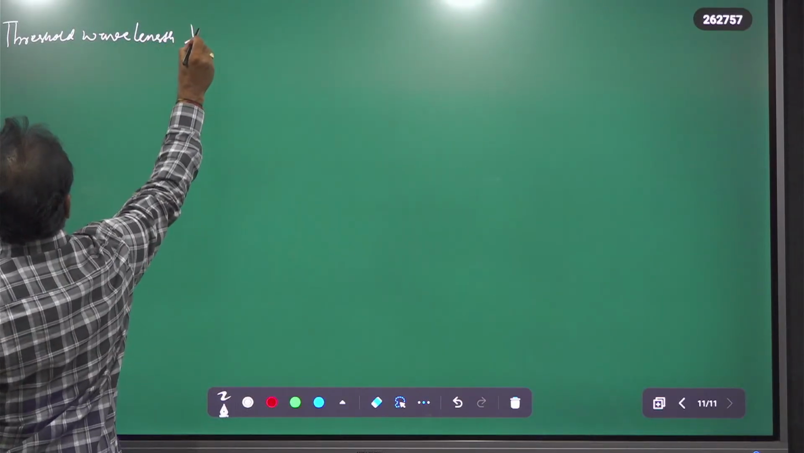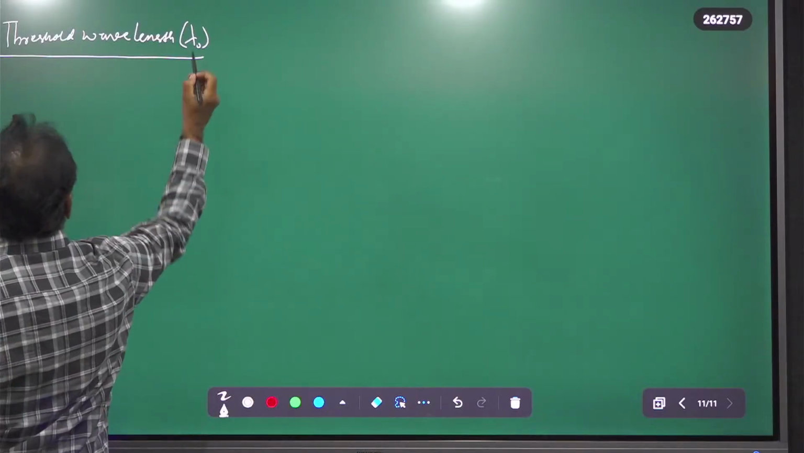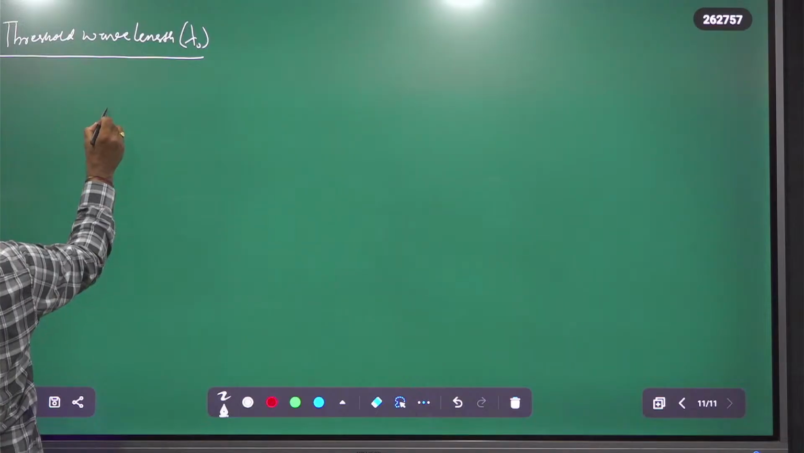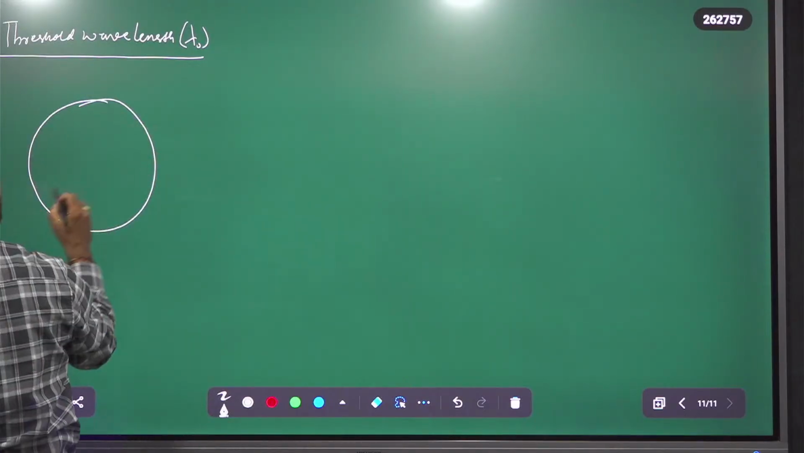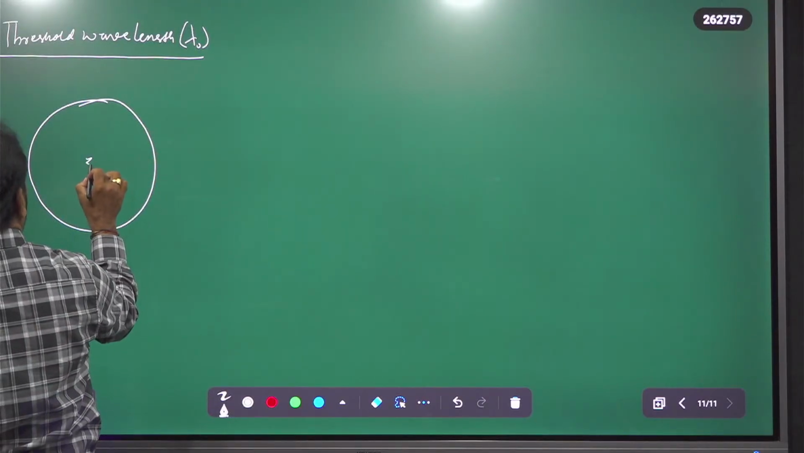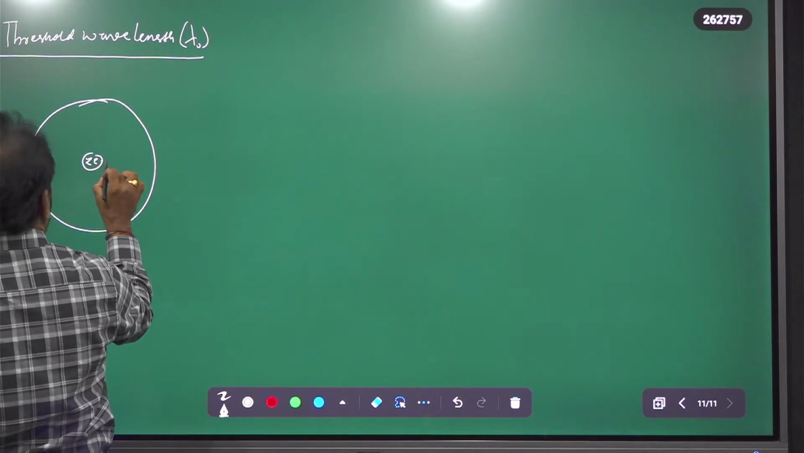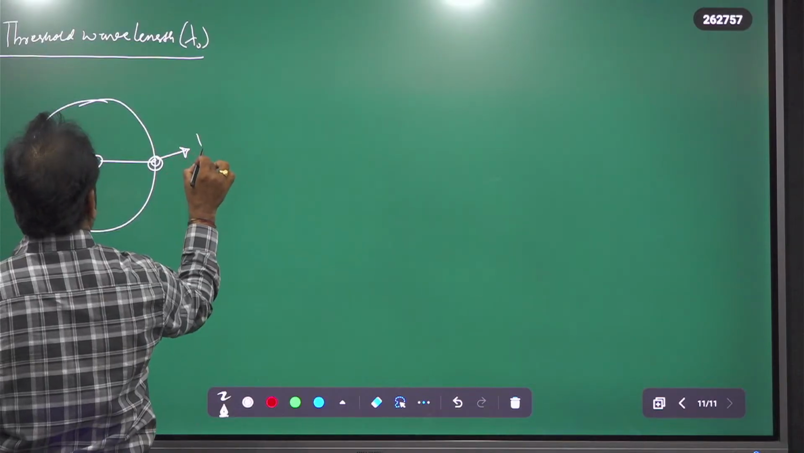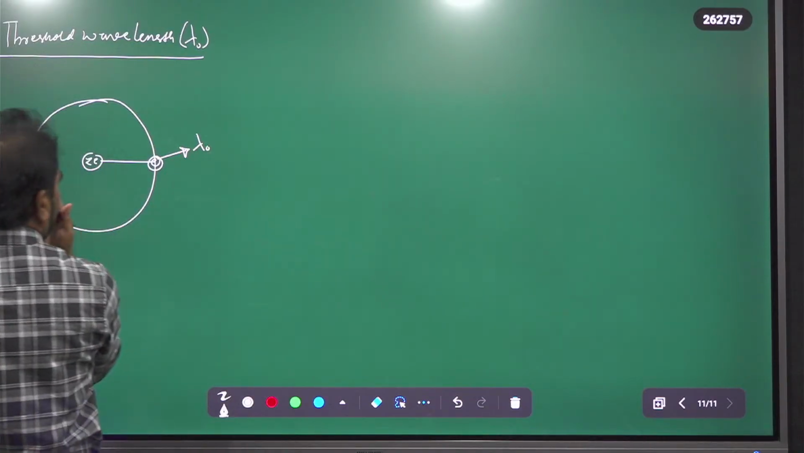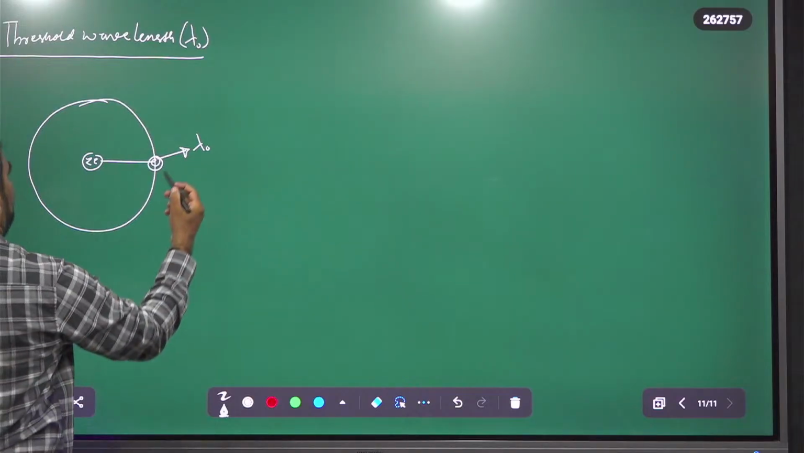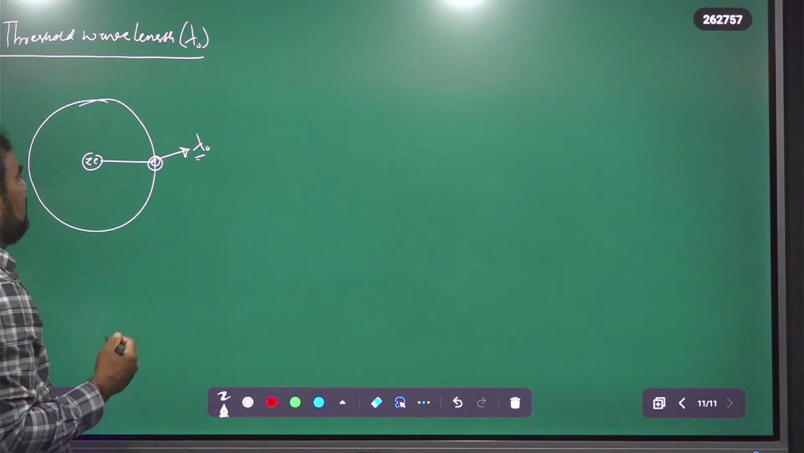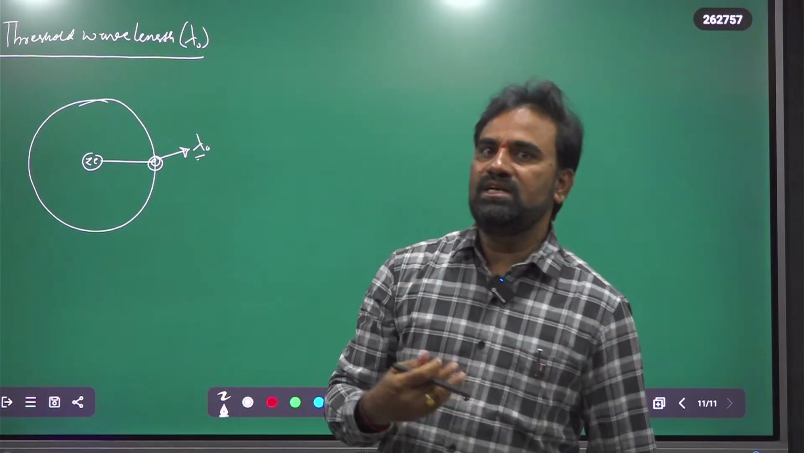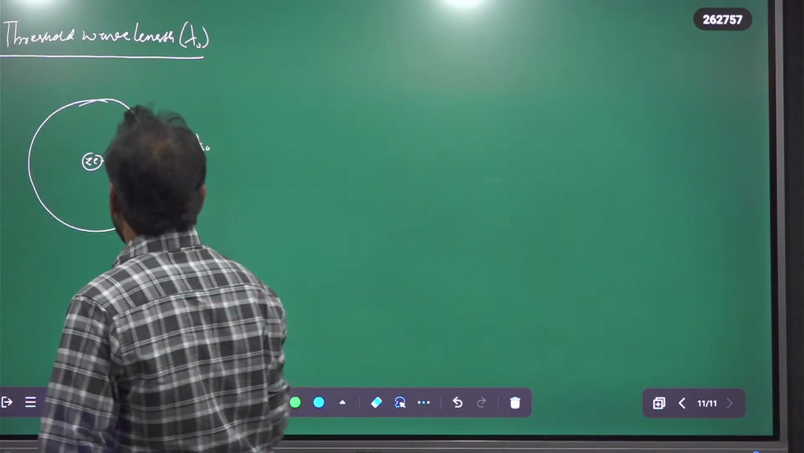It is denoted by lambda naught. What is lambda naught? Threshold wavelength means the electron is revolving around the nucleus like this. After breaking the nuclear attraction force, the electron would be recoiling with a certain maximum wavelength. So this wavelength is called the threshold wavelength. The maximum wavelength required for an electron to recoil from its orbit is called the threshold wavelength, lambda naught.